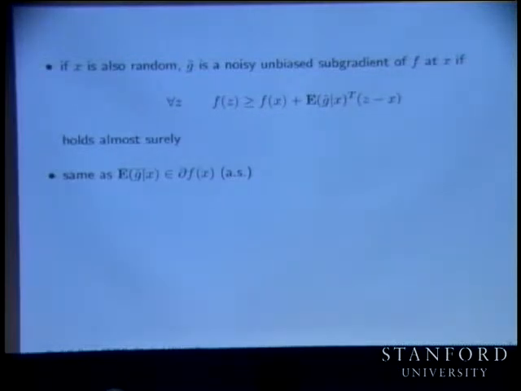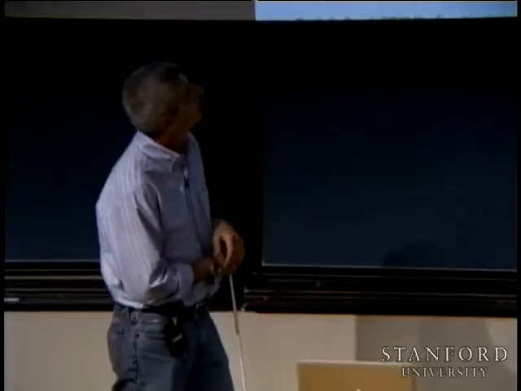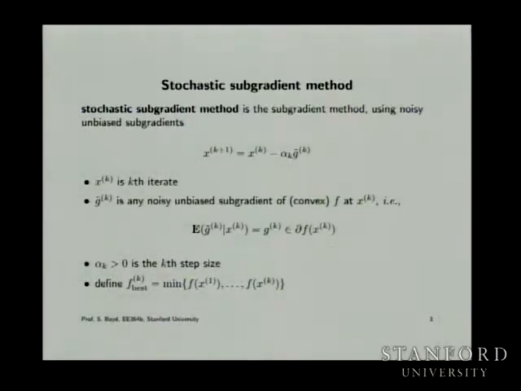Okay. Now here's the stochastic subgradient method. In other words, it's the subgradient method. So it says you got a noisy subgradient, and I'll just use it. Nothing else. So you basically update like that, and that's it.